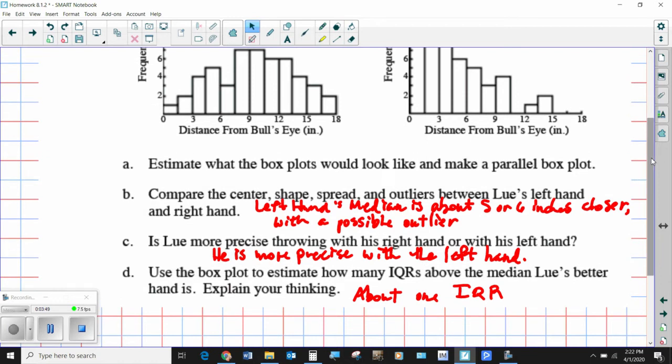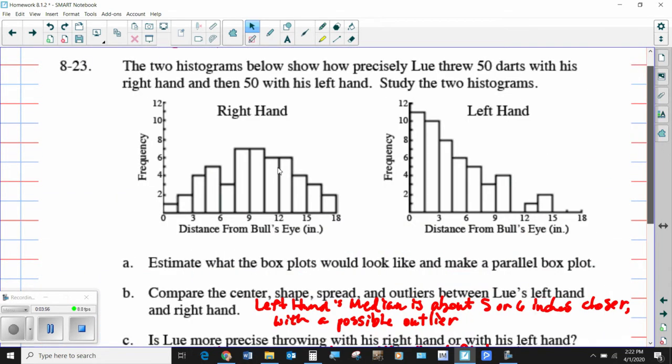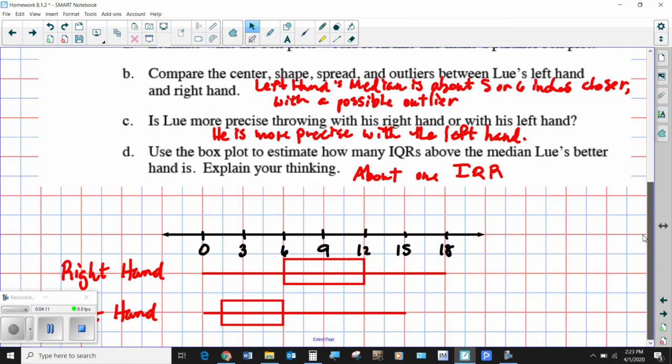And then it says estimate. This is the part I'm not really concerned about. It just looks like the center of the right hand appears to be right here around where the 9 is. So that's where I would expect the interquartile range to go. Whereas here, a majority of them are going to be down to this area. So I expect the interquartile range to be toward the far left.